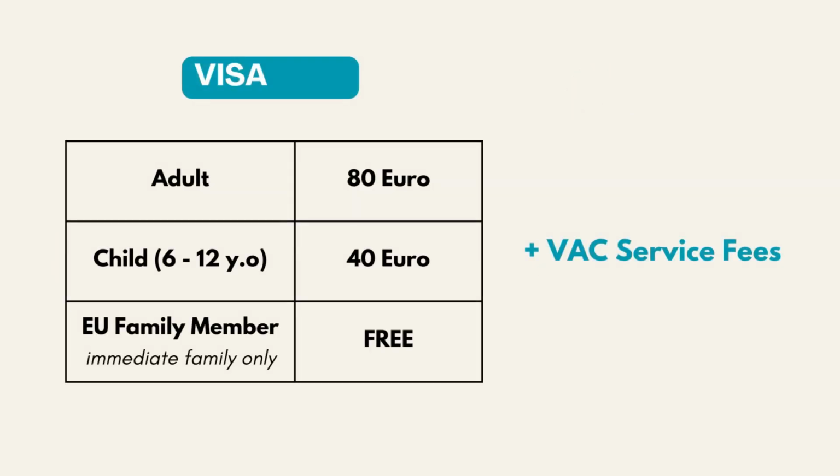As for the visa fees, for the adult, it will be around 80 euro. For children, around 6 to 12 years old, that's 40 euros. For EU family members, or for immediate family only, it's free. However, with the Danish application website, they would ask you to pay, but then they'll refund the money if you are an EU family member. Aside from this, you would also need to make sure you pay for the Visa Application Center service fees, which would vary wherever you are applying from.